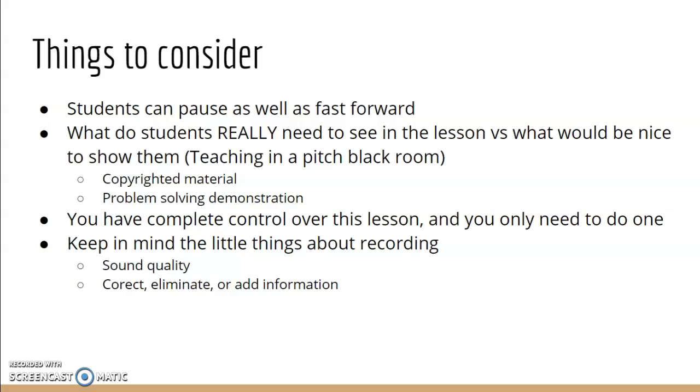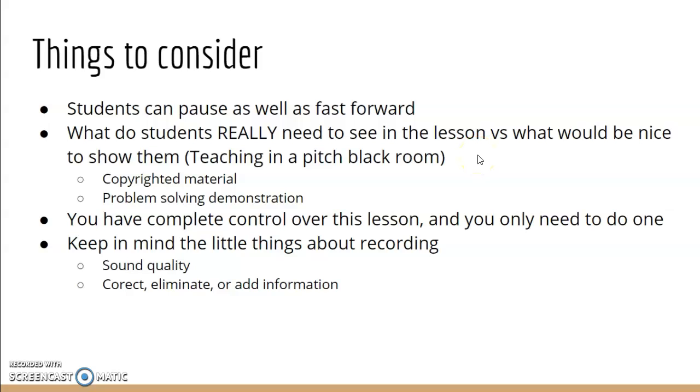Another thing I needed to consider was what students really need to see in the lesson versus what's just nice to show them. In marine science, we show a lot of clips. I can't show these same clips on Screencast-O-Matic because I'm posting it online and it's a copyright violation. Also, if I have components of my lesson that have strong problem-solving demonstrations, students need to see me physically solve this problem, like a math teacher or something. Maybe certain programs like Google Slides or PowerPoint aren't good for that. Maybe I need to do something else. You're going to see an example of that.